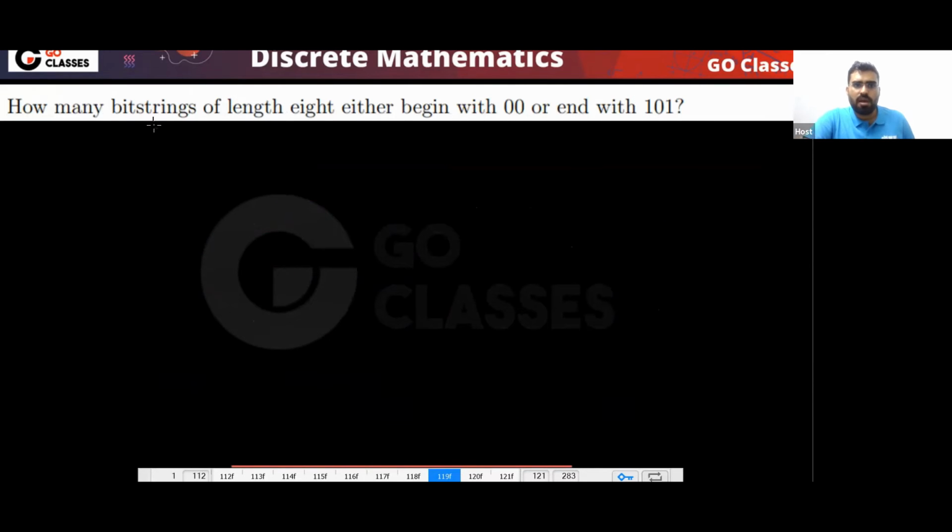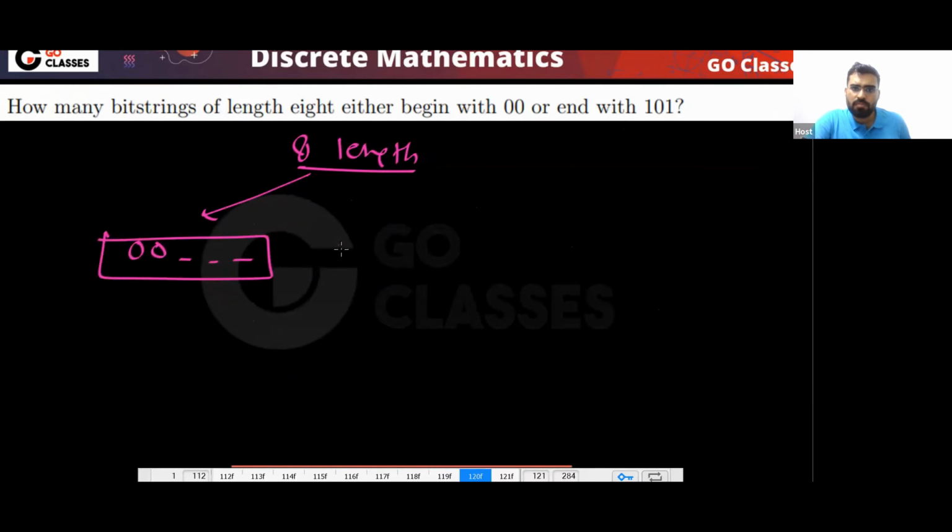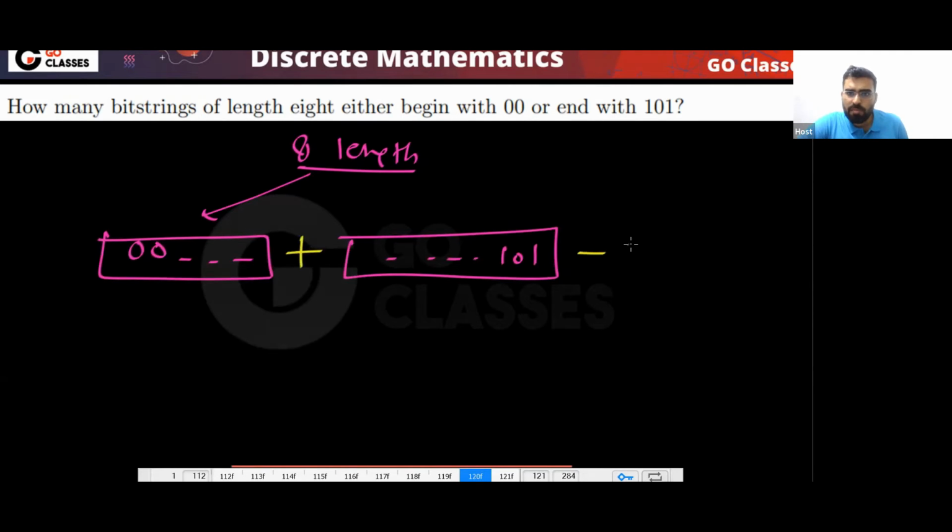Tell me about this one. How many bit strings of length 8 begin with 0, 0 or end with 1, 0, 1? You want length 8. Either they begin with 0, 0 or they end with 1, 0, 1. Are these 2 disjoint? They are not disjoint. So you add these 2, but you remove the common things, meaning starting with 0, 0 and ending with 1, 0, 1.